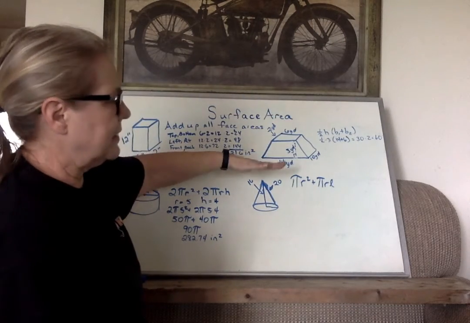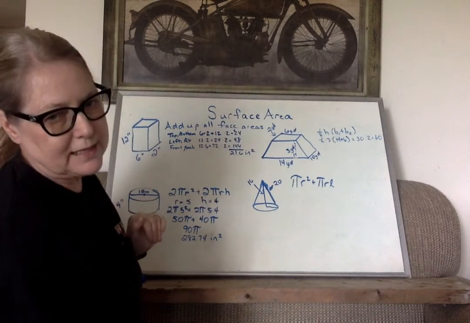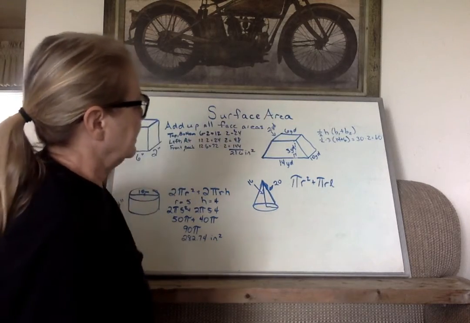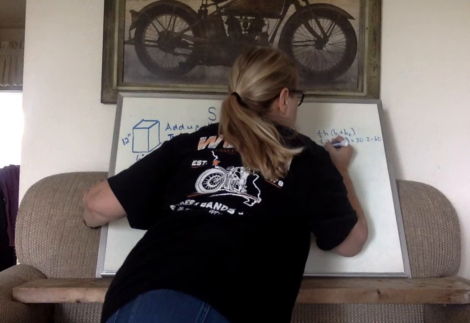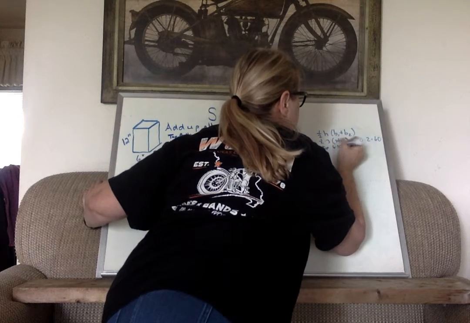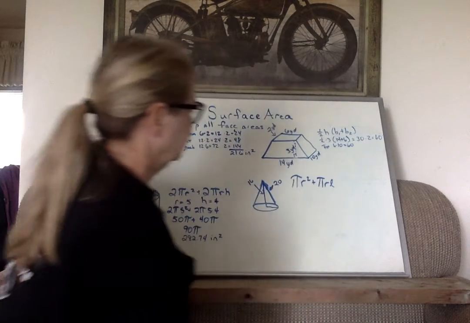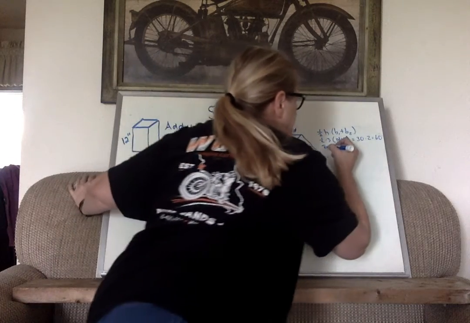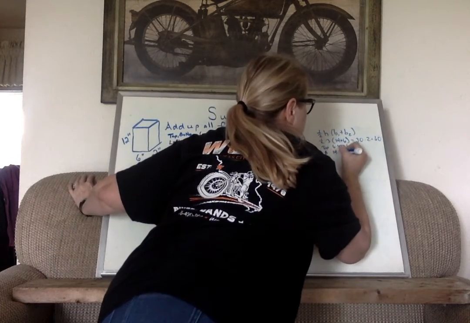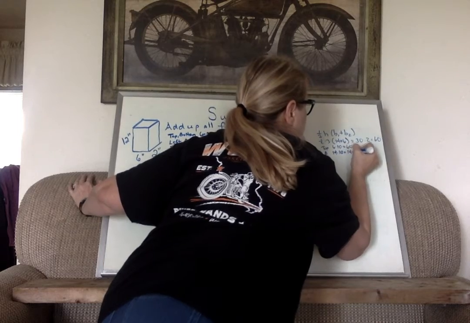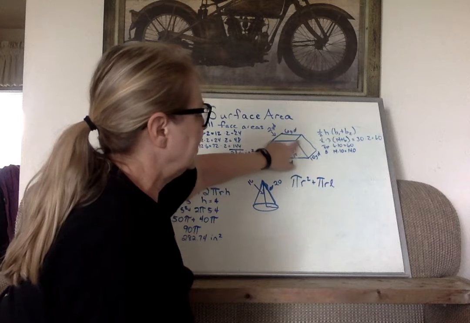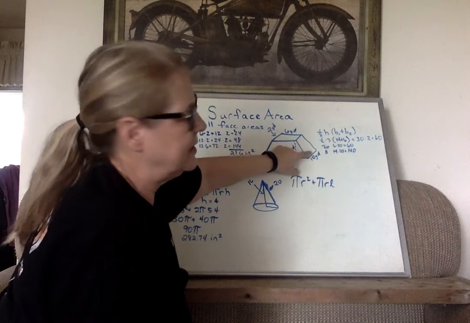The top, bottom, left, and right are all rectangles. So the top is 6 by 10. Top, 6 times 10, 60. The bottom is 14 by 10. Bottom, 14 times 10, 140. Okay, now this rectangle right here, it does not tell you how much this is.